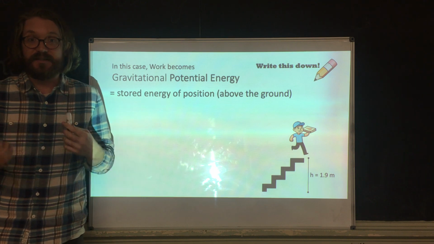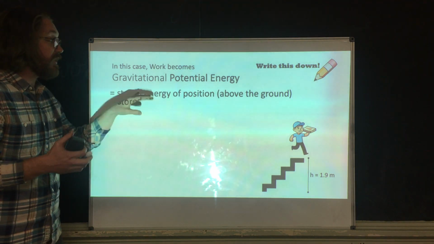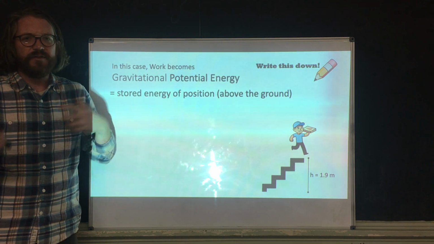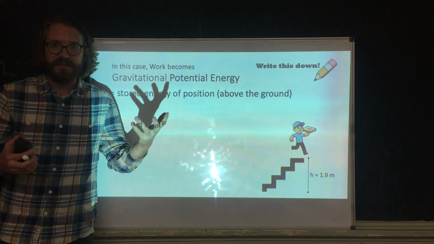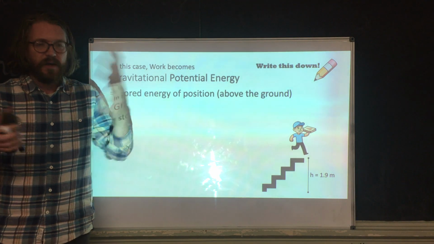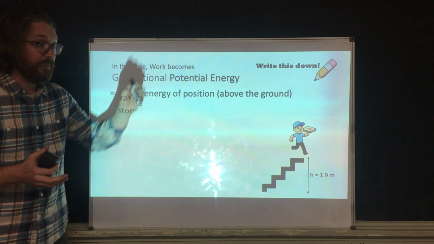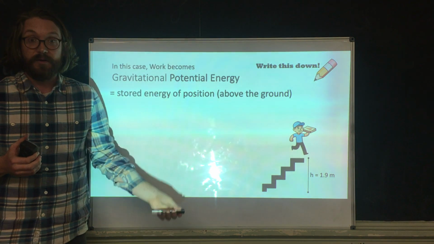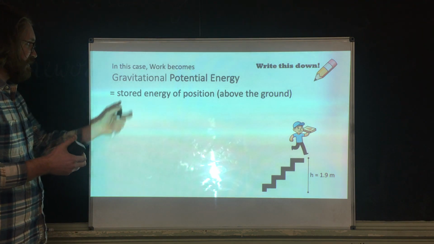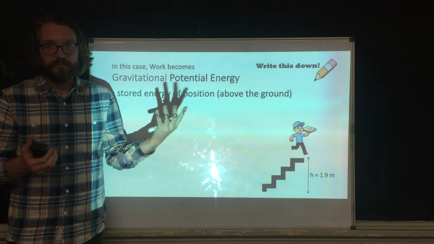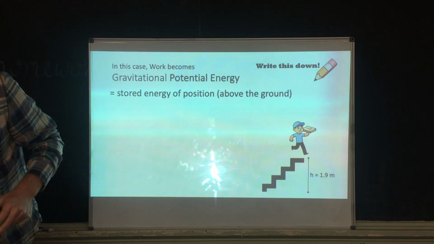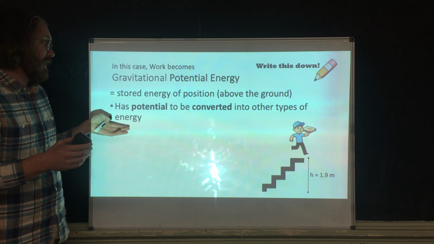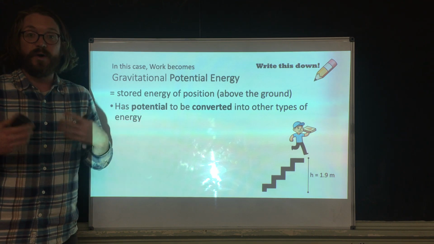So whenever we talk today about potential energy, we're talking specifically about gravitational potential energy. There are other types of potential energy. You have electrical potential energy that you find in batteries, or other types. But today we're just talking about what happens when you dangle something above the ground. It's got the potential to drop. It's the stored energy of a position, that position being above the ground. And like we said, potential energy has the potential to be converted into other types of energy.